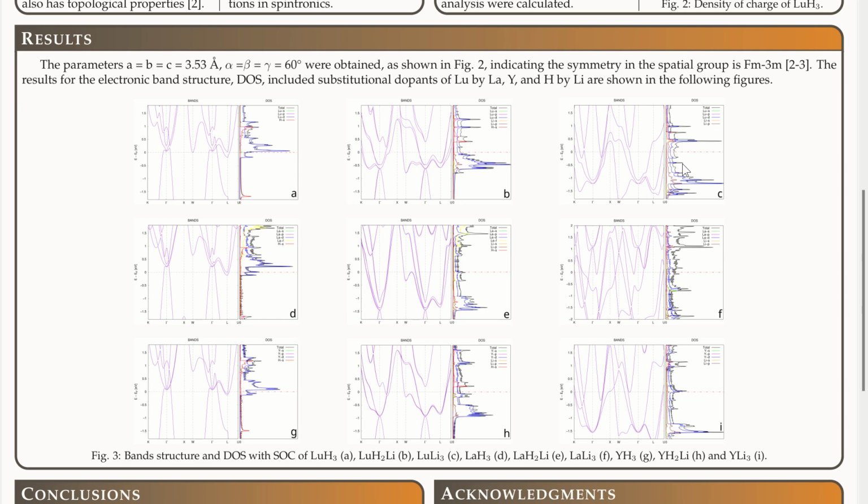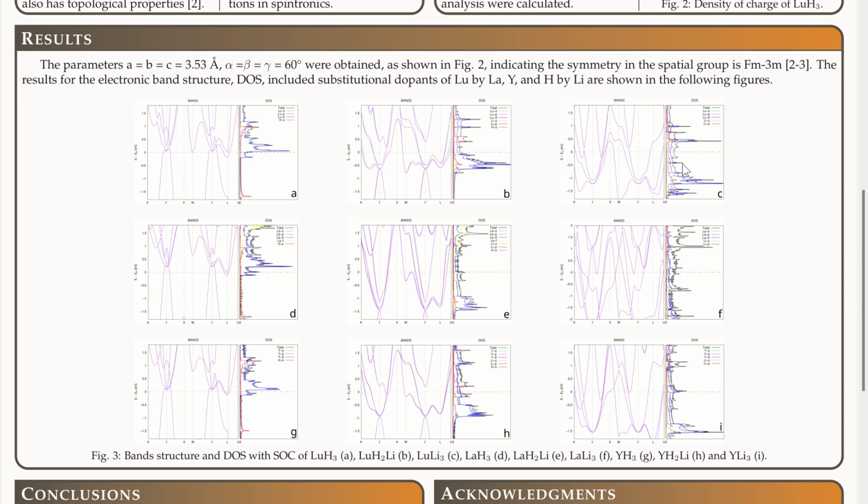Lanthanum shows a shift to higher energy, and there is a peak near the Fermi level. In the band structure, we observed that the conduction band at W, whose minimum is at the Fermi level, shifts to higher energy for lanthanum and yttrium.